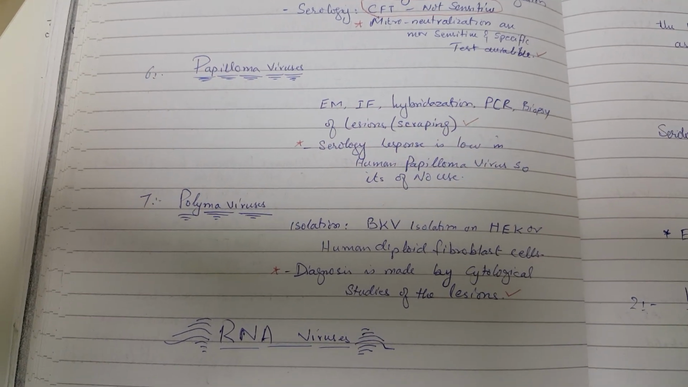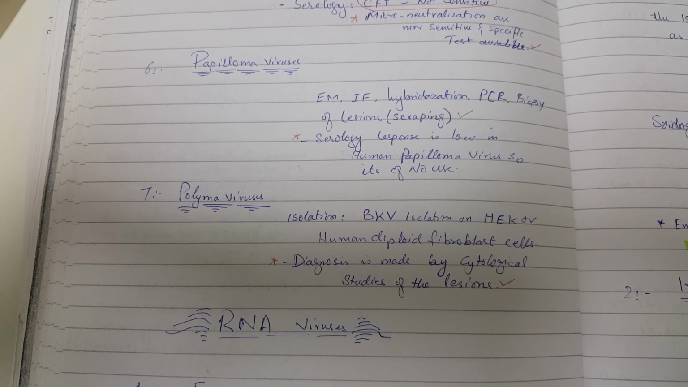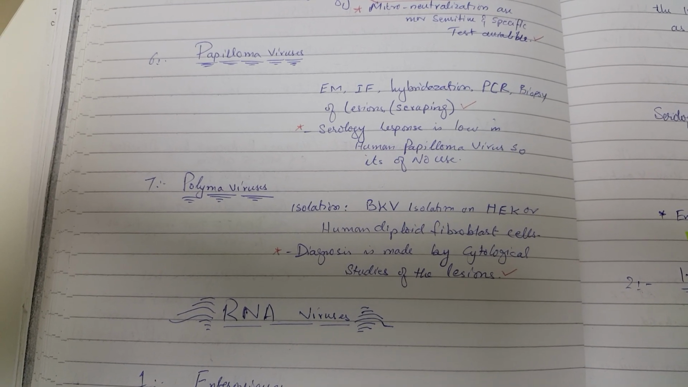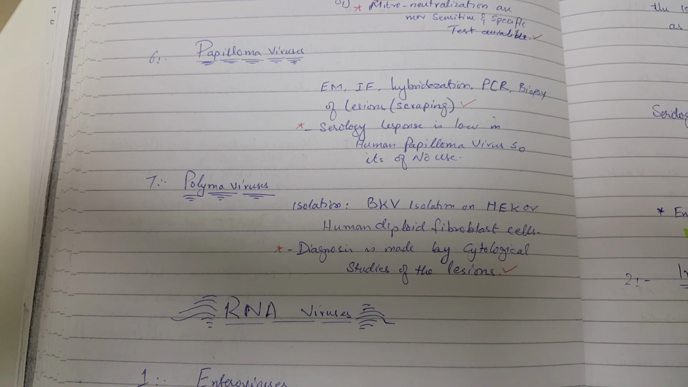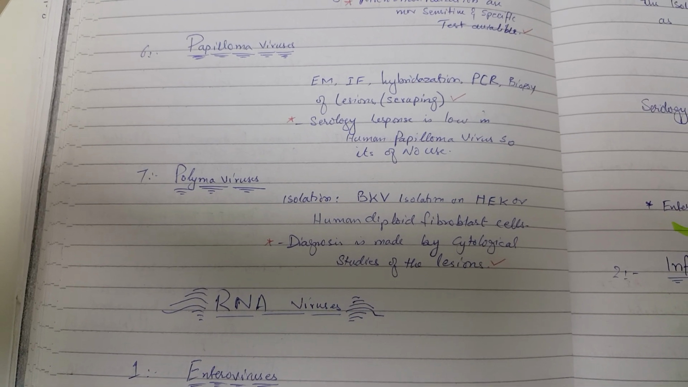In polyomaviruses, isolation of BK virus on Vero or HEK or human diploid fibroblast cells can be used, but the diagnosis is actually made by cytology, a cytological study of the lesions.